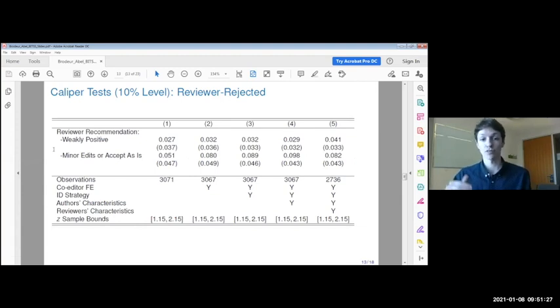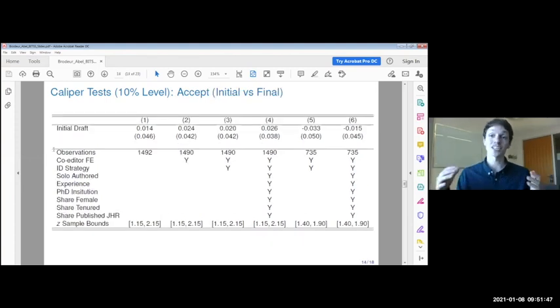And once you start controlling for authors' characteristics, but also reviewers' characteristics, the same characteristics but for the reviewers, you find a significant effect for strong R&R, and it's 0.098, so it's 9.8 percentage points. Again, a really large effect. You can change the windows, etc., but it doesn't really change the results. So they're really canceling each other out, the co-editors and the reviewers.